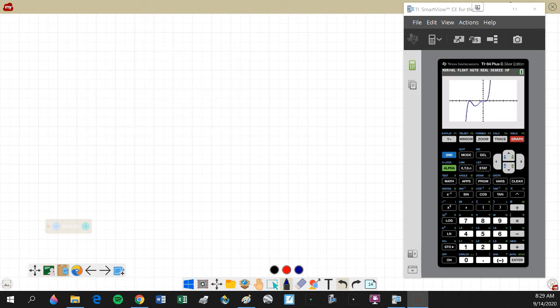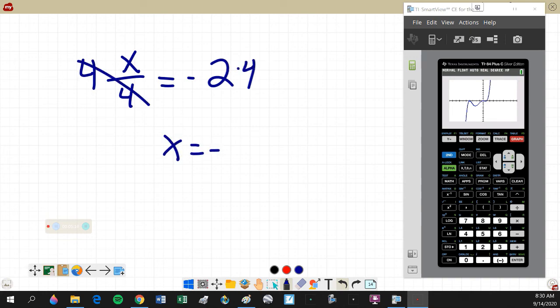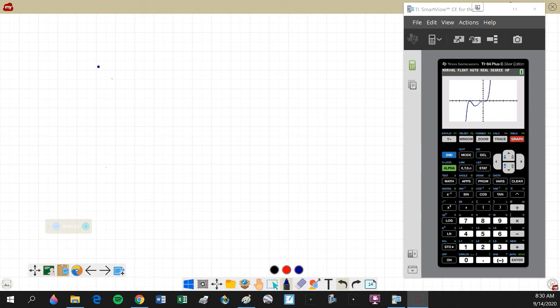What about x over 4 is equal to negative 2? The opposite of divide by 4 is multiply by 4. And I get x equals negative 8. Okay, let's do one that's a little bit harder. x minus 1/2 equals 3/2.